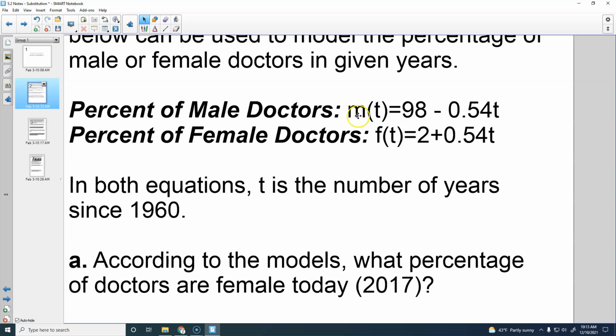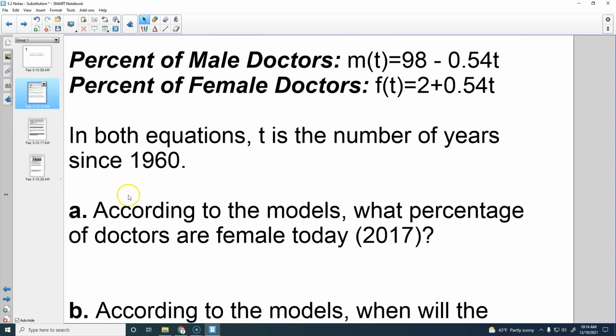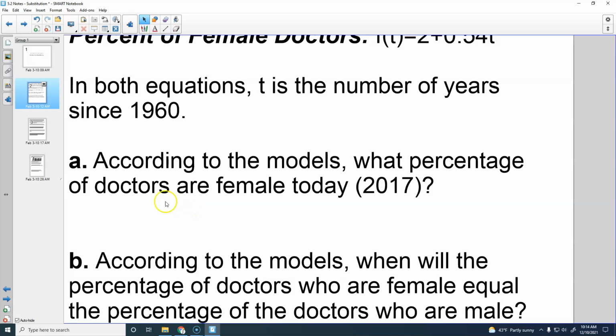So, the percent of male doctors is M of t equals 98 minus 0.54t. Percent of female doctors is F of t equals 2 plus 0.54t. In both equations, t is the number of years since 1960. So, according to the models, what percentage of doctors are female today?